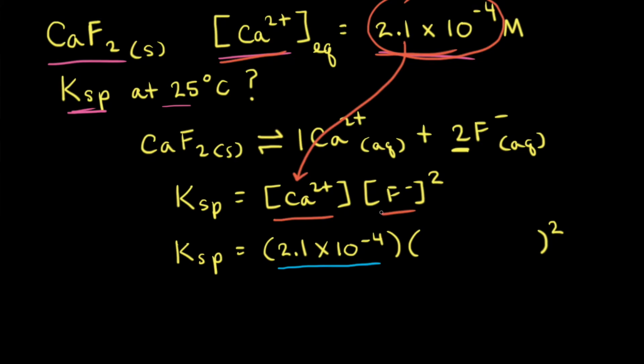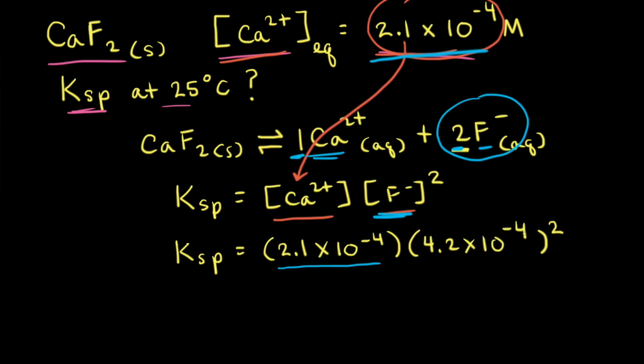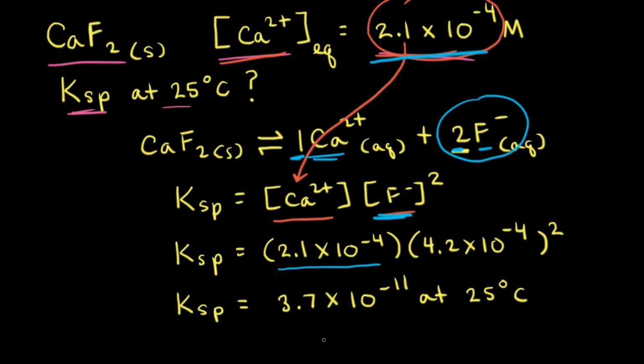And next we need to plug in the equilibrium concentration of fluoride anion. Well, looking at the dissolution equation, the mole ratio of Ca2+ to fluoride anion is 1 to 2. Therefore, at equilibrium, there's twice as many fluoride ions in solution as there are Ca2+ ions. Therefore, the equilibrium concentration of the fluoride anion would just be twice the concentration of Ca2+. So the equilibrium concentration of fluoride anion must be 4.2 times 10 to the negative fourth molar. And when you do the math, you get that Ksp for calcium fluoride is equal to 3.7 times 10 to the negative 11th at 25 degrees Celsius.